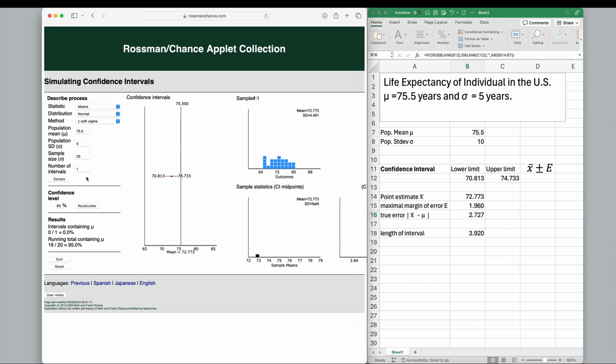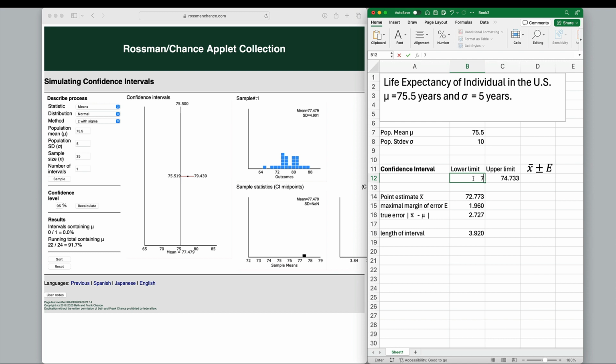Okay, let's see if I can convince you of that by drawing another sample that has a red interval. There's one right there. And so if I plug in 75.1519 and 79.439, you can see this time our true error is slightly bigger than our maximum margin of error, but we still got a bad sample. And so that's why we're not capturing the true mean.